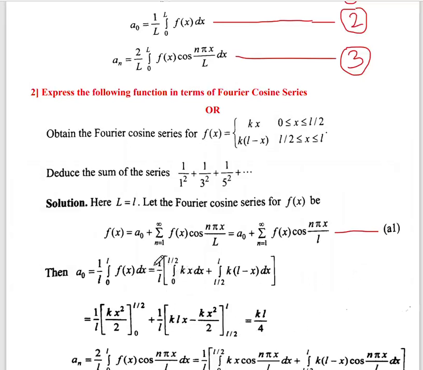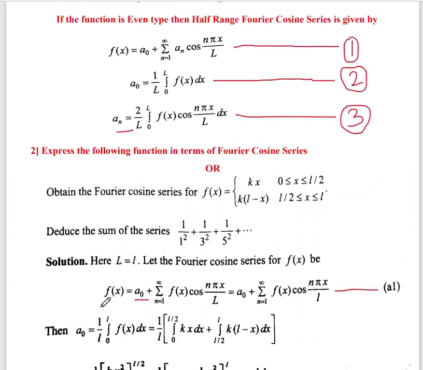Here we have to find out a0 and an. So f of x equal to a0 plus summation of an into cos n pi x upon l. Yes, this is the correct formula.